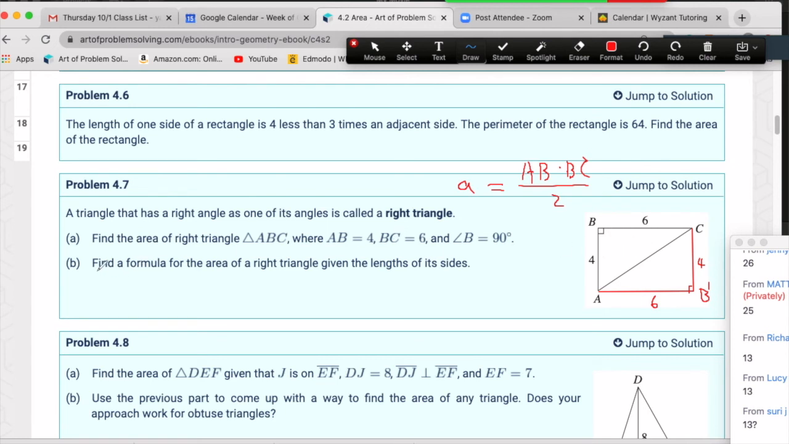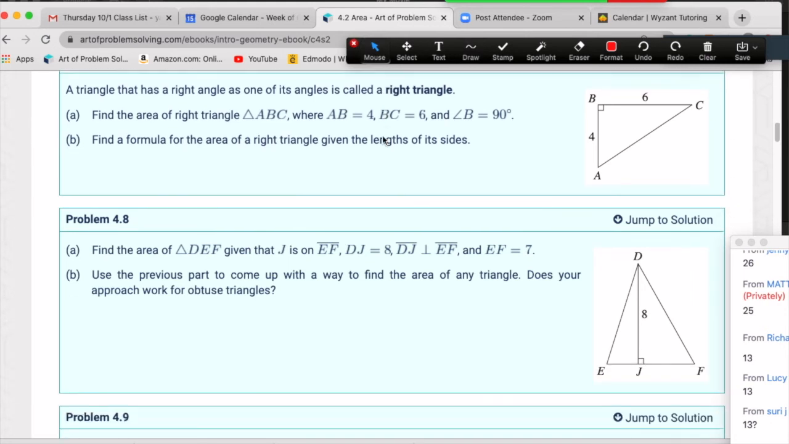Now, find the formula for the area of the right triangle given the lengths of its sides. This actually is the formula, right? Area equals AB times BC divided by 2. That's the formula. Now, let's see the next one, 4.8.